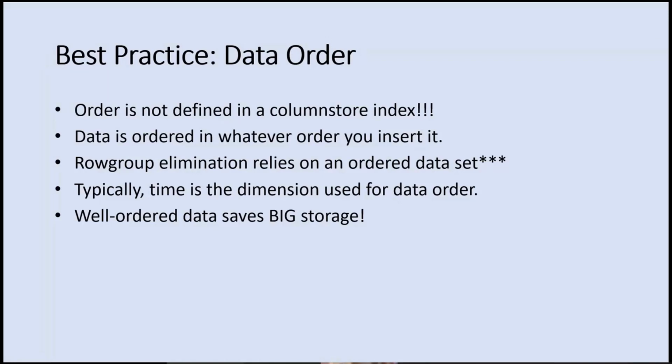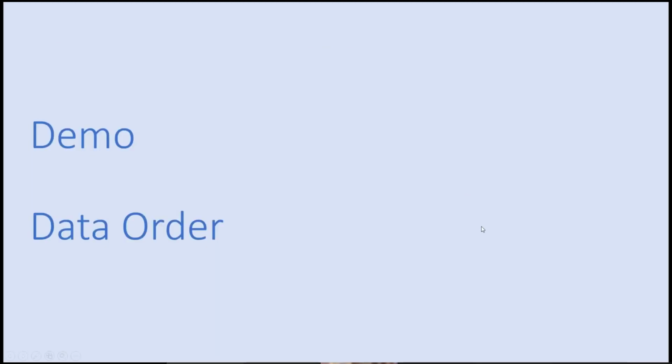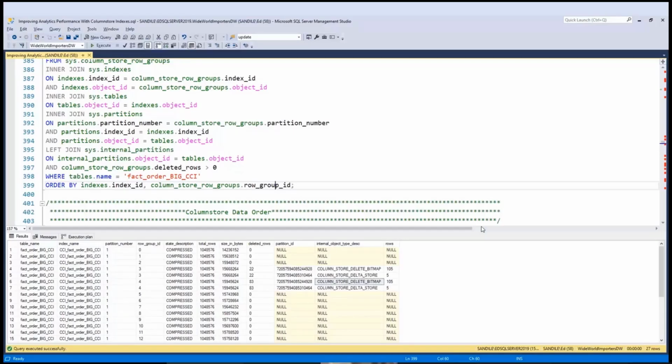Well-ordered data will not just save you speed. It won't just make your queries faster. It'll actually save storage, and I'll demonstrate that in a bit. And it's going to blow minds because I still can't believe how much more efficient the compression of ordered data is over unordered data. So now we're going to jump into demos of how we optimize this stuff and make it even faster.